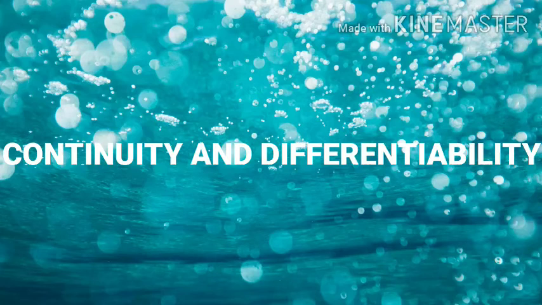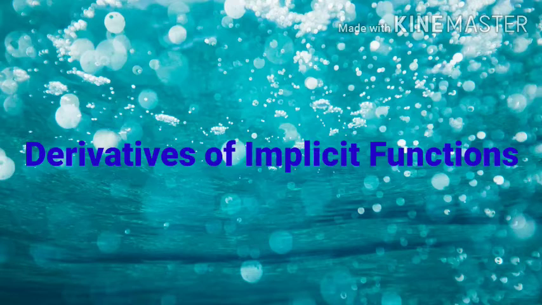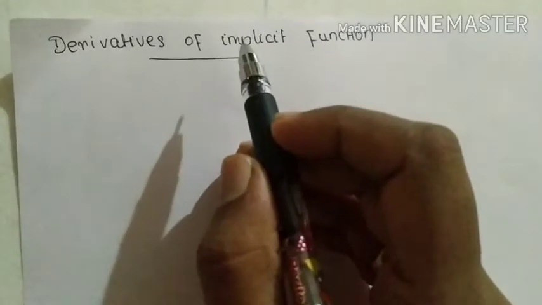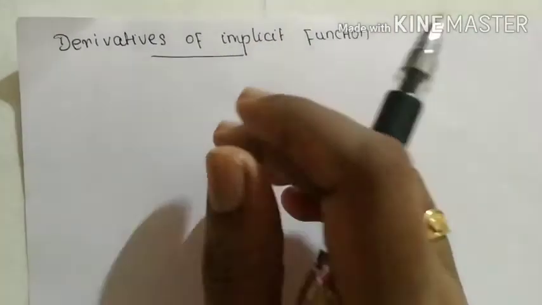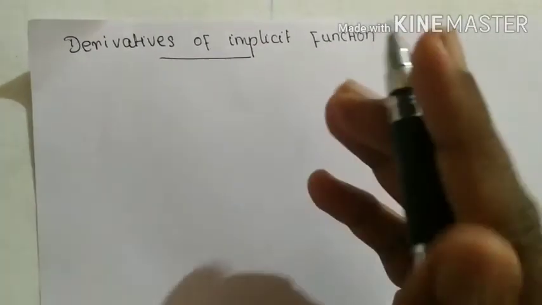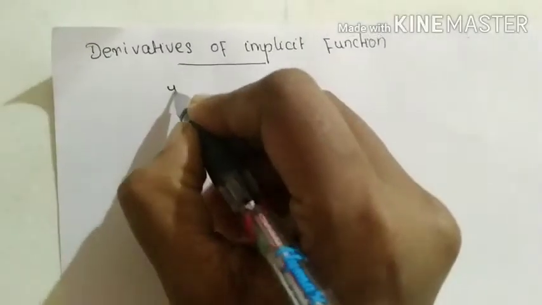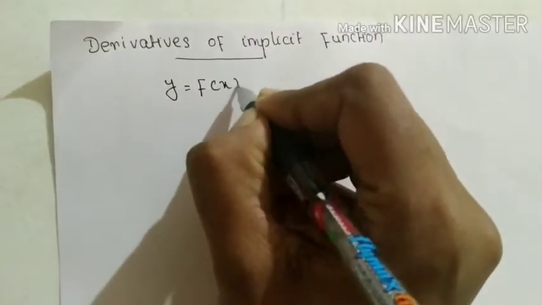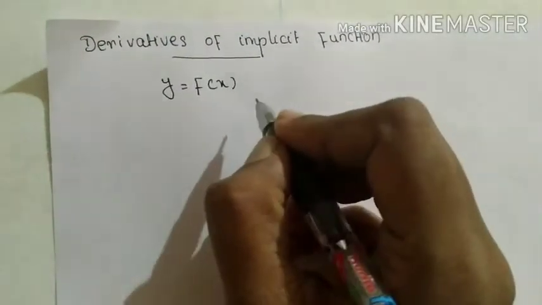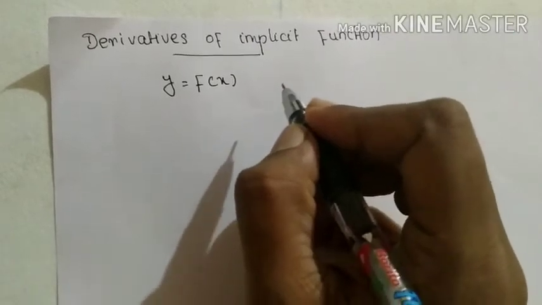Hi students, today I am continuing the chapter Continuity and Differentiability, and today's topic is derivative of implicit functions, and it is very important, so listen carefully. Until now, we have been differentiating various functions given in the form y equal to f of x. But it is not necessary that the functions are always expressed in this form.